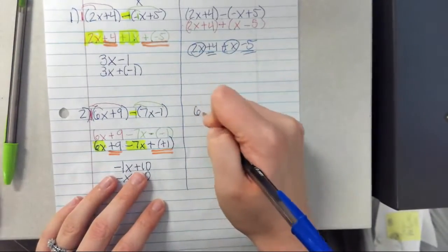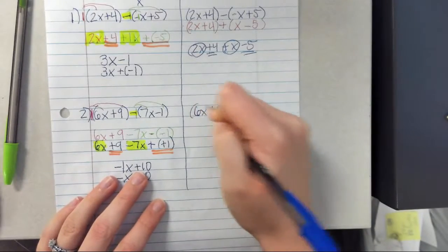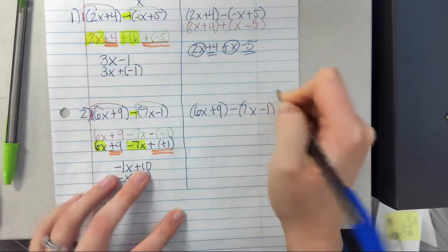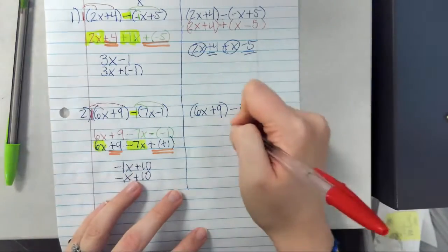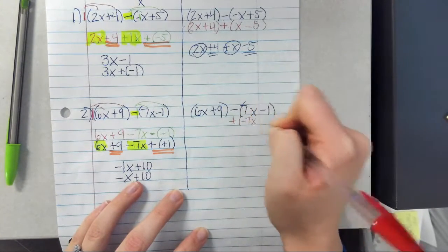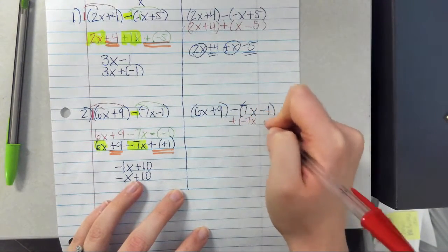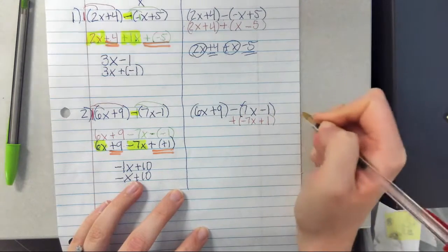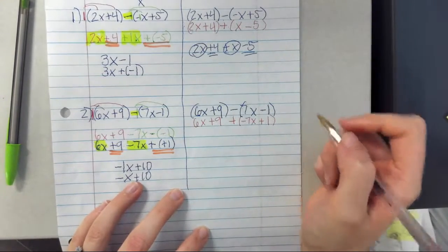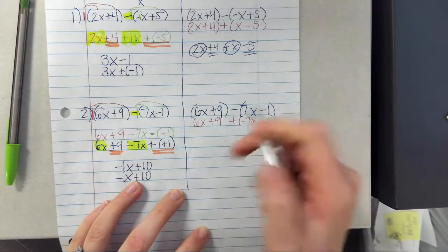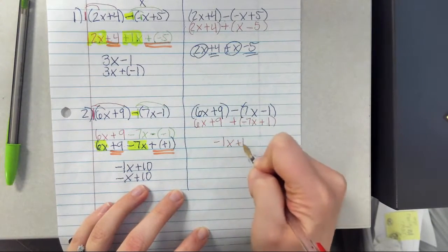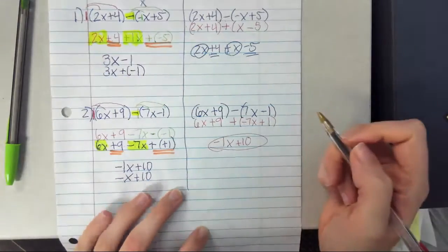Again, on this one, it would be the same way. And you can think of it as add the opposite. Positive 7x becomes negative 7x, minus 1 or a negative 1 becomes plus 1 or a positive 1. And then you would come up with your like terms, 6x and negative 7x would be your negative 1x, 9 plus 1 gives you your positive 10, just like we found over there.